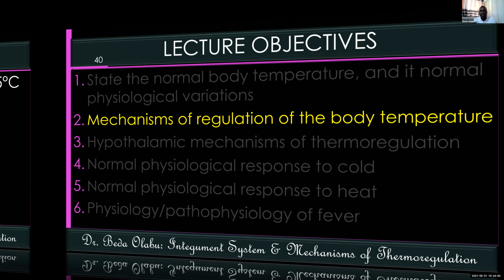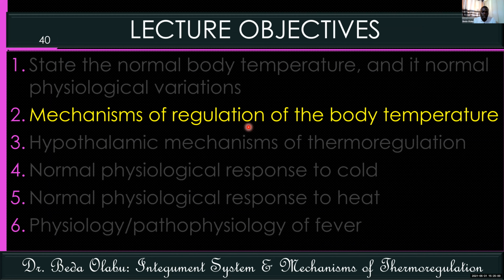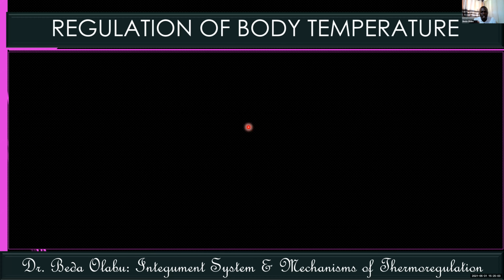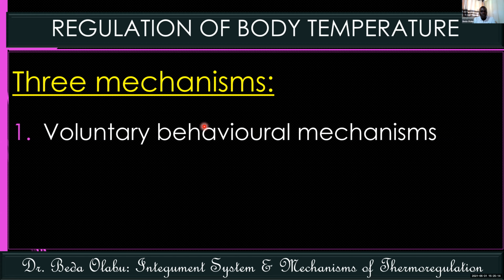Okay, so what are the mechanisms that help to regulate the body temperature? There are three mechanisms that help to regulate body temperature. And here I'll invite you for some discussion. So there's what we call the voluntary behavioral mechanisms. This depends on what you do. Intentionally, you make a decision. They are voluntary.